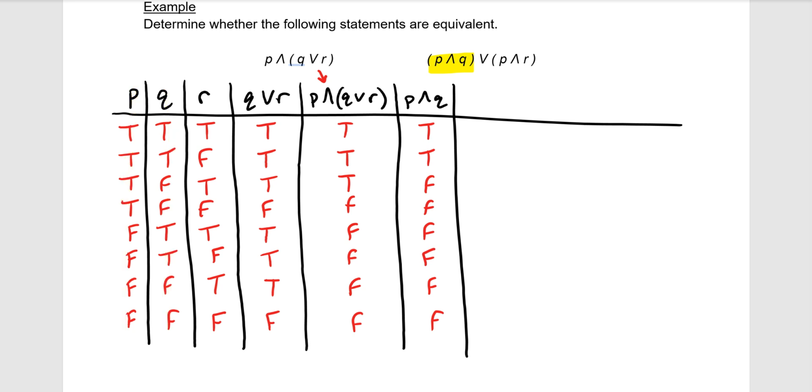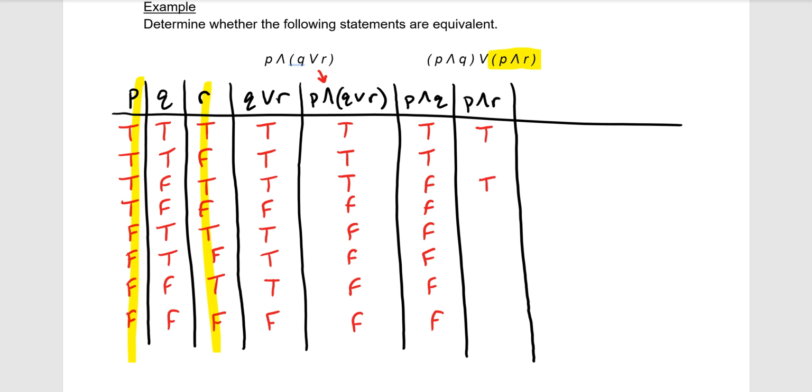Okay, and now let's take a look at the next set of parentheses before we finish it up. We have the conjunction P and R. So taking a look at the truth values of statement P and statement R, it's a conjunction, so once again, it's only going to be true when they are both true. Case 1, they're both true. Case 3, they're both true. Other than that, they're going to be false everywhere else. So that's going to be that column.